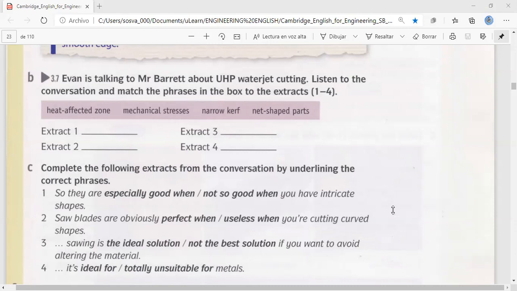So in this case, sawing is not the best solution if you want to avoid altering. Yes, not the best solution. Exactly. Perfect. So the last one, let's see.